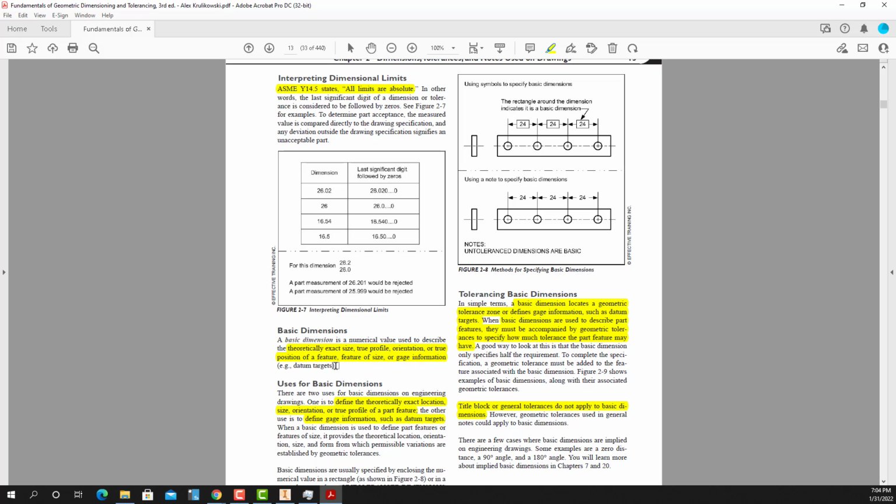Basic dimensions are for gauge information, the position, or the size. It's the true size or perfect size. Uses of basic dimensions: basic perfect location, size, orientation, which means angle, or true profile.